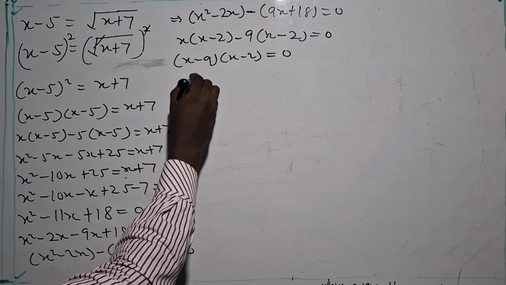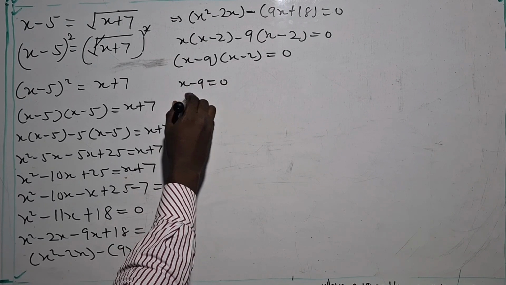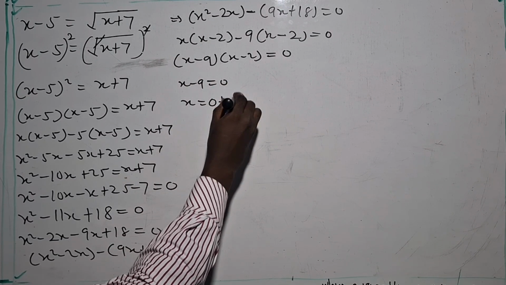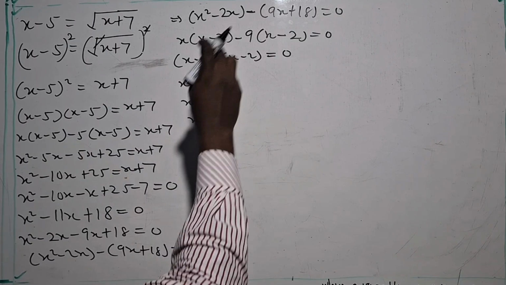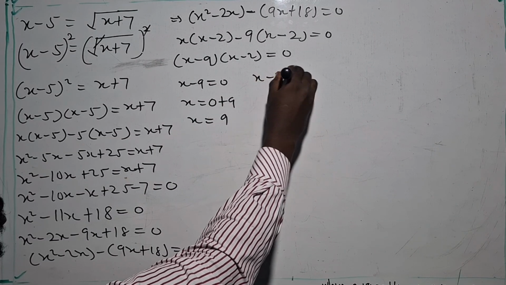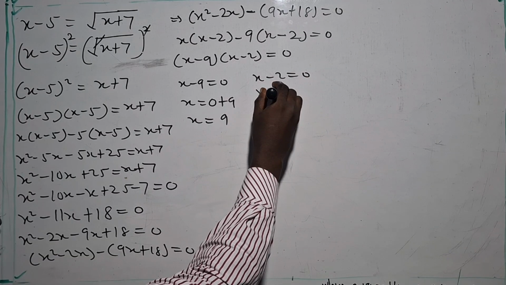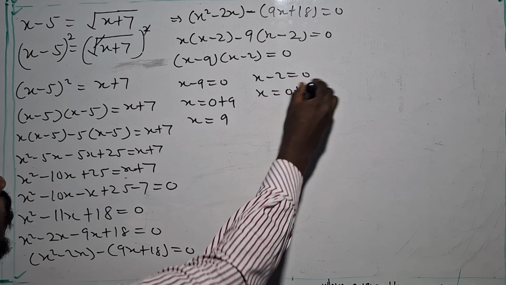So x minus 9 is equal to 0, so x will be equal to 0 plus 9. Now I've gotten x is equal to positive 9 here. Now let me come here. x minus 2 is equal to 0, x is equal to 0 plus 2.